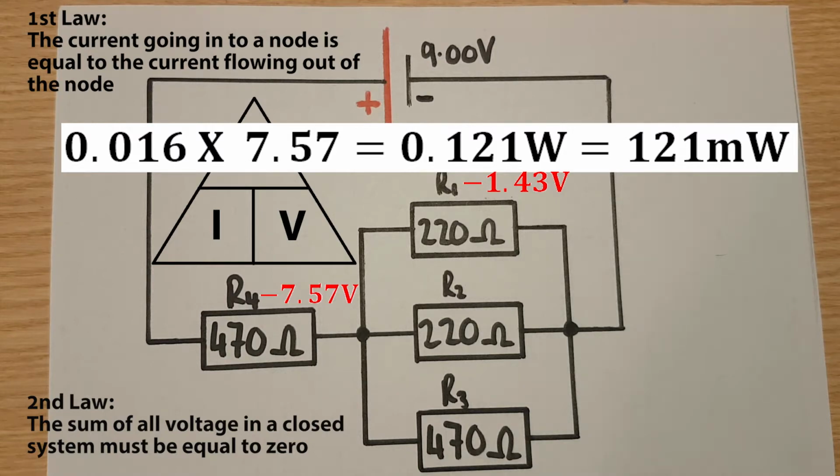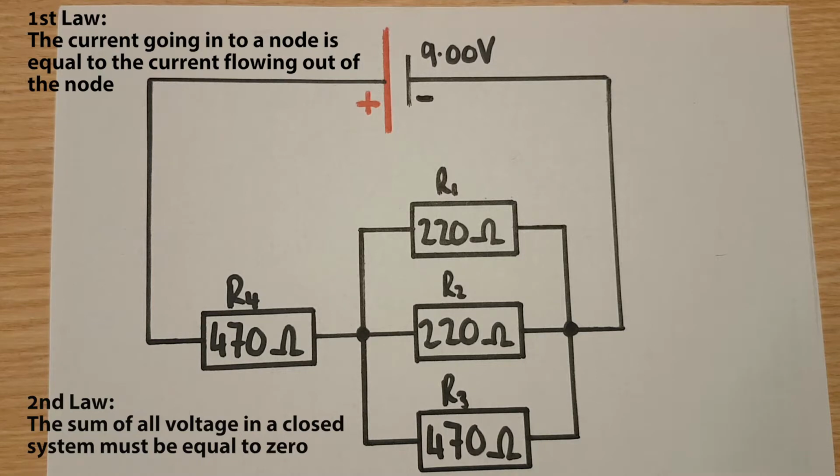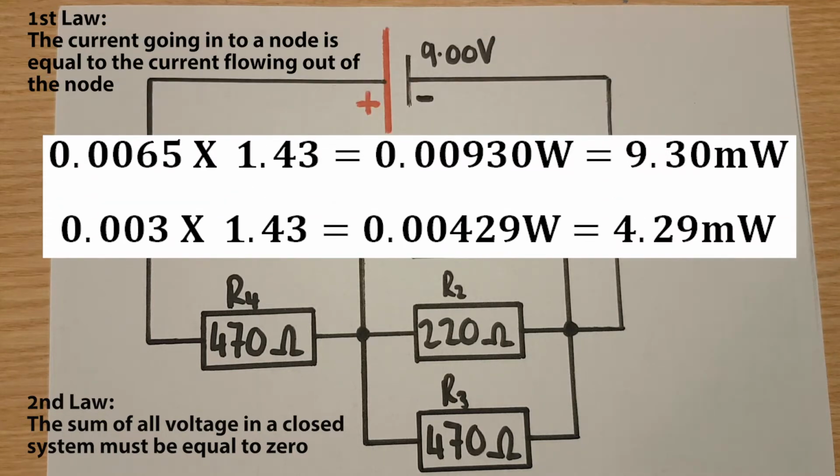So as I've said before in previous videos, it's very important to not only work out your three variables in your Ohm's law, but also work out the heat dissipated across the component, just to make sure the component is up to the job. We can do the same again for R1, R2 and R3 because we have the voltage, we have the current and we have the resistances. So R1 is 6.5 milliamps at 1.43 volts. We're going to get 9.3 milliwatts.